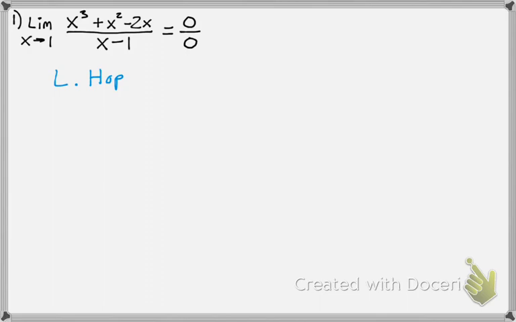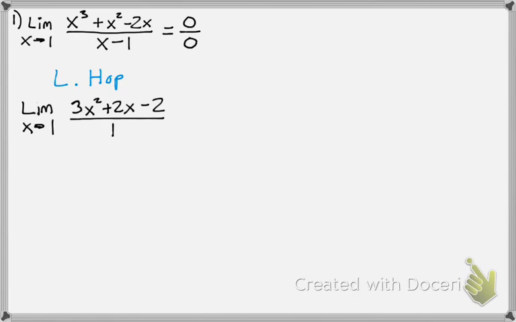So I'm going to carry my limit, and L'Hopital's rule says that I can take the derivative of the top, so that would be 3x squared plus 2x minus 2, and then take the derivative of the denominator separately. So there's no quotient rule here, which is kind of good, kind of nice. So after you've done that, then we want to try to plug in the limit again.